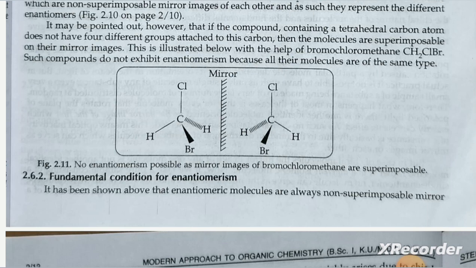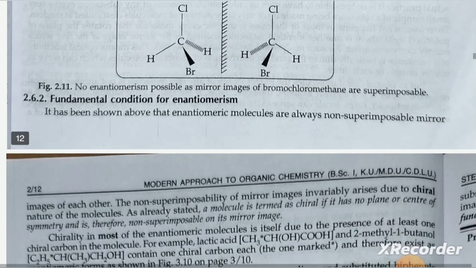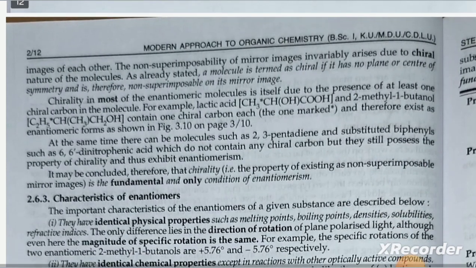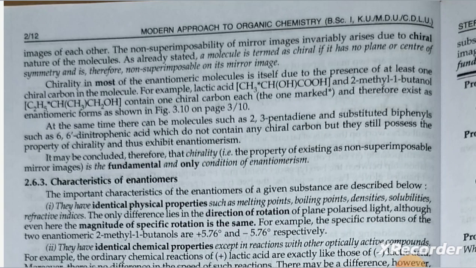Second is the fundamental condition for enantiomerism. It has been shown above that enantiomeric molecules are always non-superimposable mirror images of each other. The non-superimposability of mirror images invariably arises due to the chiral nature of the molecule. As already stated, a molecule is termed chiral if it has no plane or center of symmetry and is therefore non-superimposable on its mirror image.